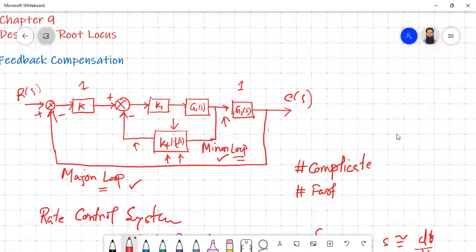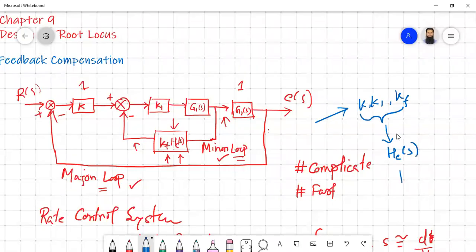So bottom line, the simplified idea is to figure out what is the value of your K, K1, and the feedback gain KF. Okay, so you have to figure out these parameters based on your choice of HCS. Like in the rate control system, it is actually S, but it can be any other function. So you have to choose this one, and based on that, you have to figure out what is the value of K, K1, and KF.